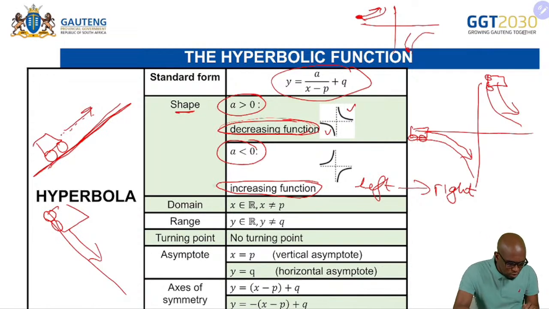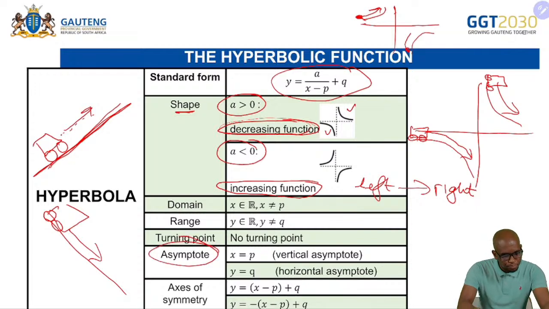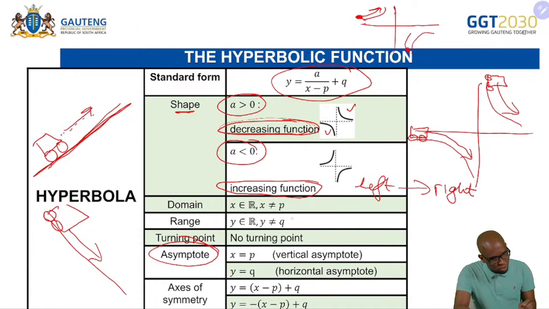Right, when we look at the domain of a hyperbolic function, it takes all real numbers except the asymptote, because the asymptote is where the graph is not defined, as well as the range. When we move on to the range, it also takes all real numbers except for the asymptote as well, because the asymptote is where the graph is not defined. So the graph is defined from minus infinity to infinity except for the asymptotes, that is the domain. The range is also defined from minus infinity to infinity, excluding the asymptote. So we say that this graph has no turning point.